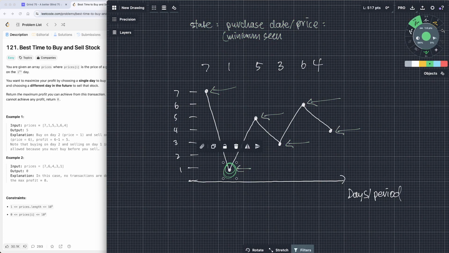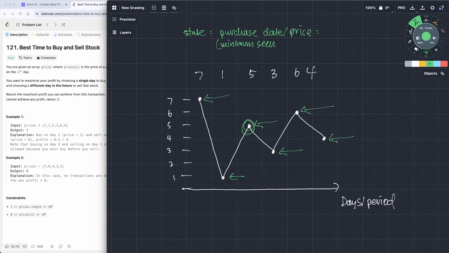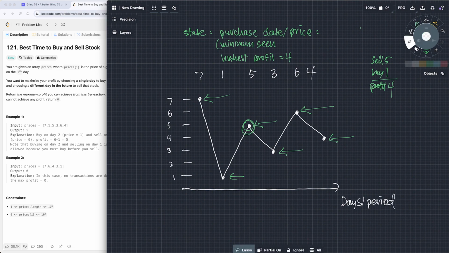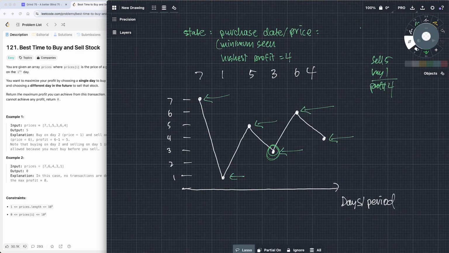I moved from the 1 to the 5, and this is the first time I've seen the ability to have a profit, right? So imagine you sell at the 5, and we bought at the 1. So the profit is 4. Great. So now we know in terms of state, we probably want the highest profit we've ever seen. So the profit is 4. So let's move from this 5 to the 3.